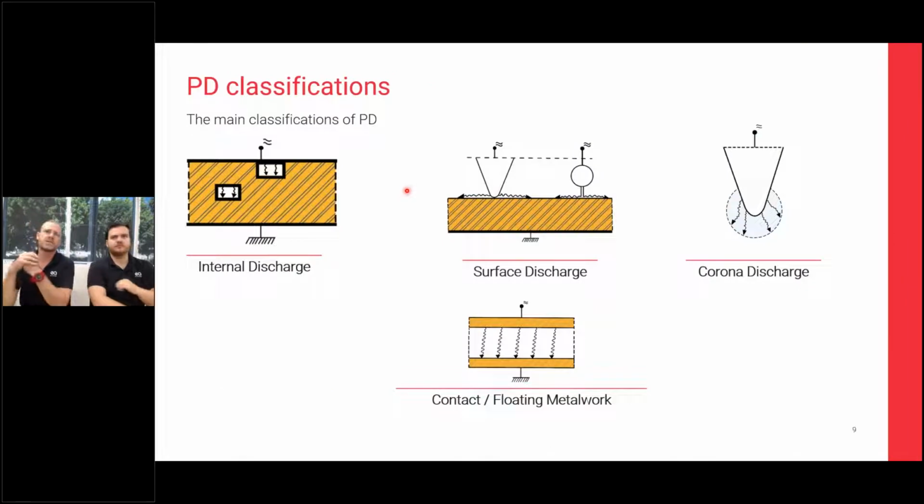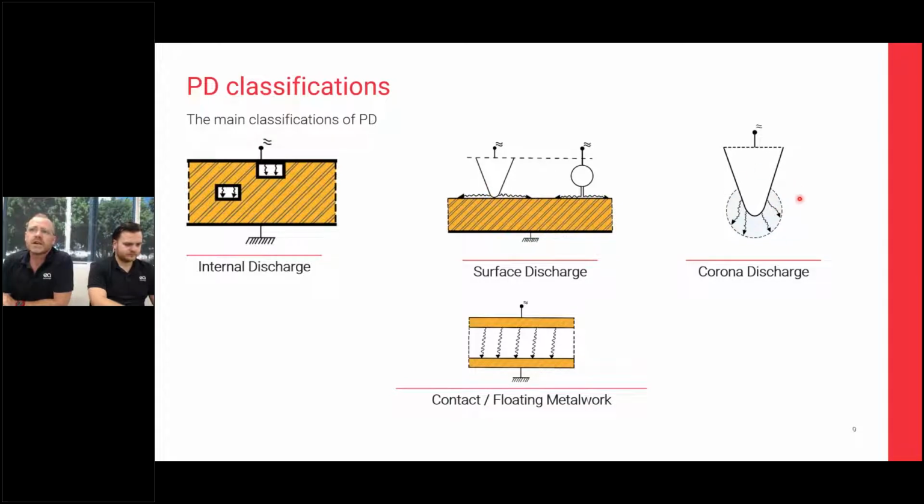And then these are the types of PD. So there's three main types. The three main types are, you've got internal void discharge, where you've got PD on the inside of solid insulation, or on the inside of insulation. You've also got surface PD, and that's where you've got defects on the outside of your insulation.